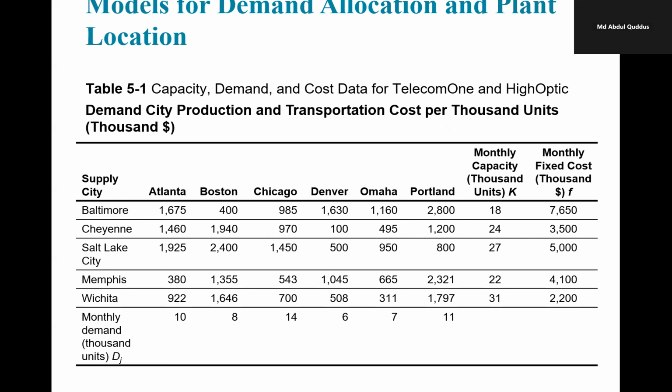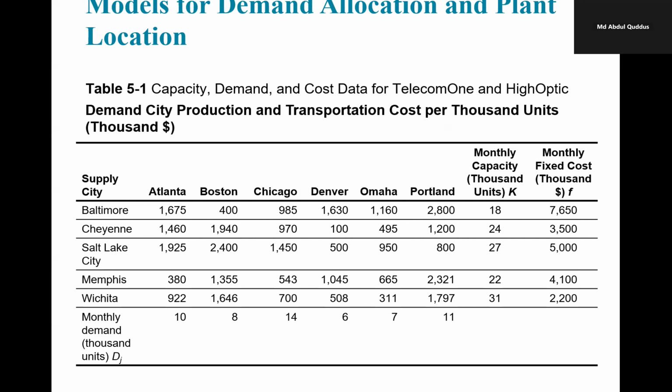You can see in this problem, there are two manufacturers of telecommunication equipment. One is Telecom One and another one is High Optic. They have different locations. For instance, Telecom One has focused on the eastern half of the US, whereas the other one, High Optic, is in the western region.